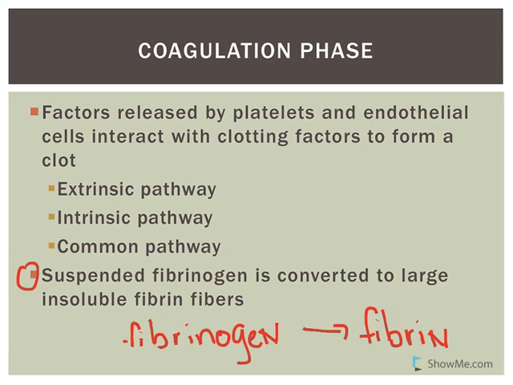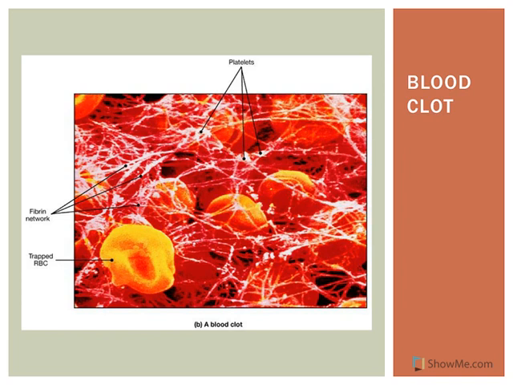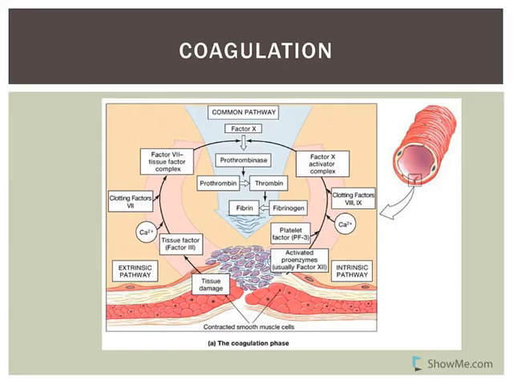Now, here's what a blood clot looks like. You can see all the fibrin fibers, the trapped blood cells, and the platelets, so that's kind of cool. A number of clotting factors are needed for coagulation, and do not worry that you're going to have to memorize all these clotting factors. If it's a certain factor, I'm going to tell you you need to know it.